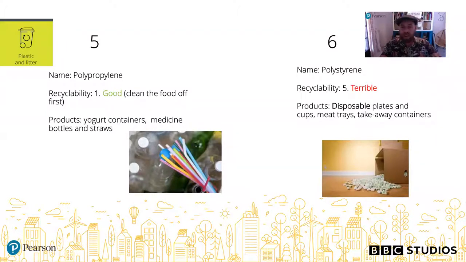Number 6, polystyrene, is the worst. It's terrible. You can see a picture there of polystyrene. There are little bits that get everywhere, all over the place. I know lots of fishing materials are made from it. Trays that you get meat in. I don't eat meat, so it's not an issue there. Disposable plates, takeaway containers, and cups. Disposable cups that you get from various drinking outlets, they have them as well.